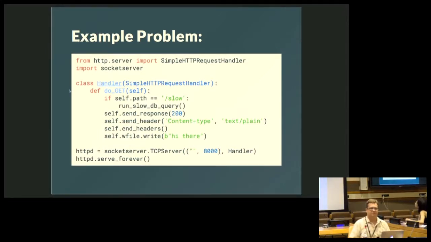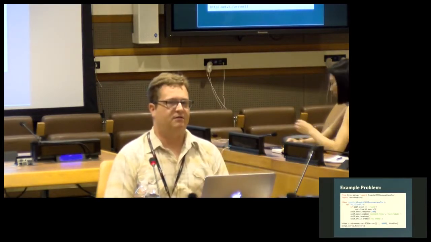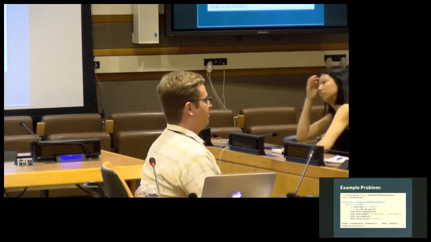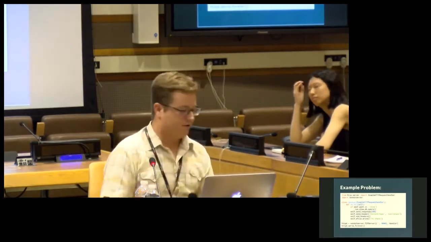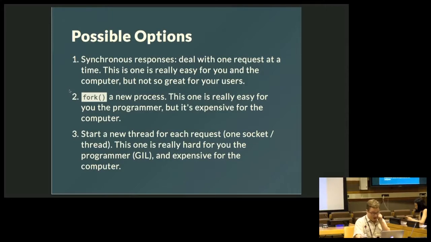Does anybody know what will happen for the person who just wants the fast main page? It will be blocked by the slow query, yeah. So this is the problem here: if we have a thing that might take a little bit of time, and somebody else wants something that's very fast, we have to wait. We have to block until the slow thing finishes before we can then handle the fast thing for everybody else. So what are our options?